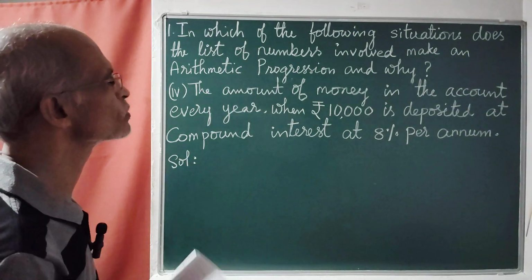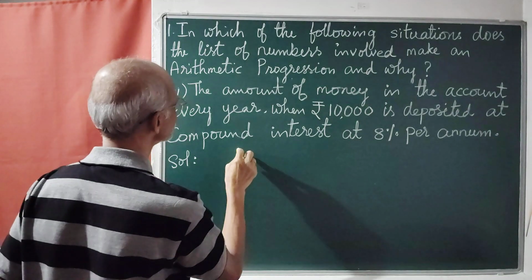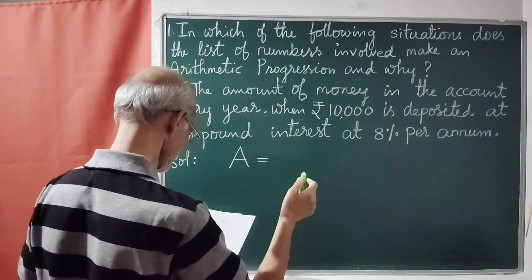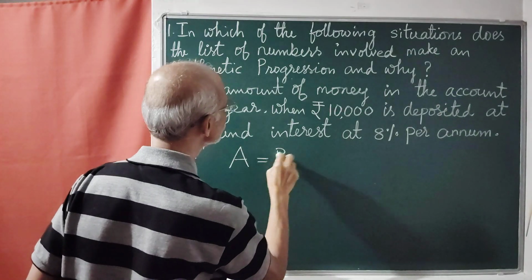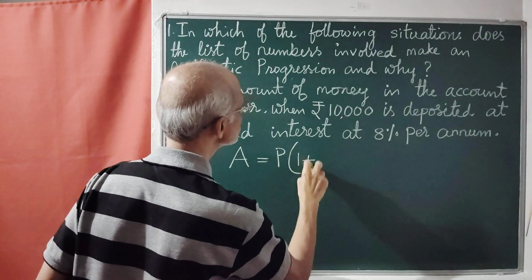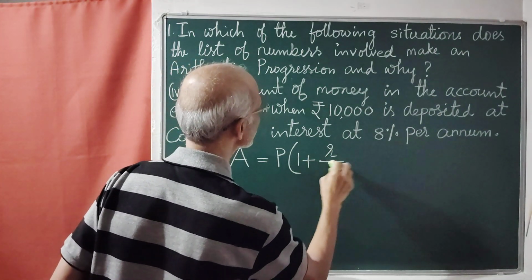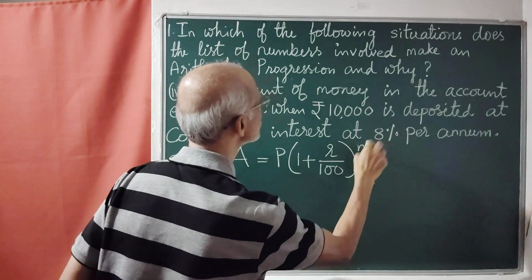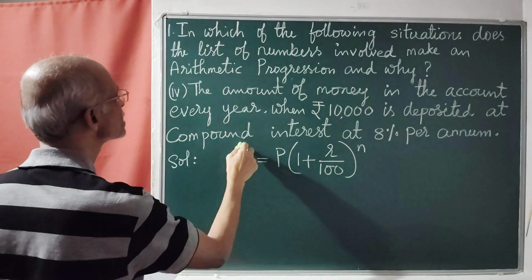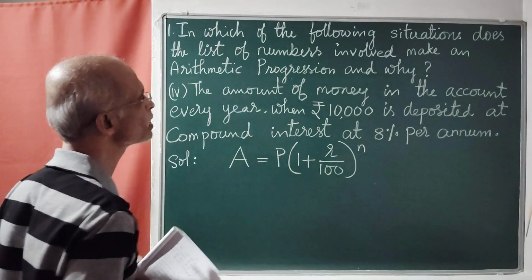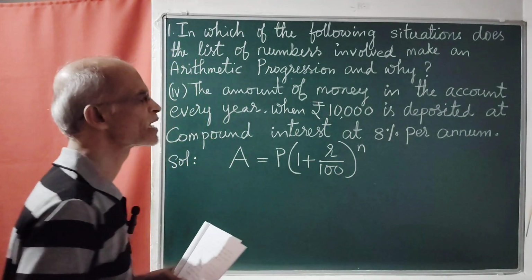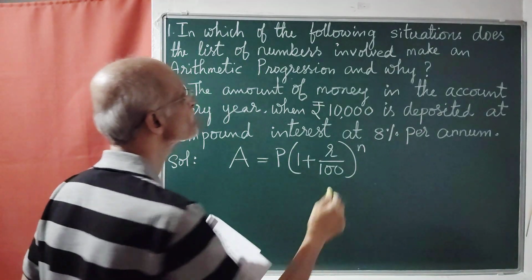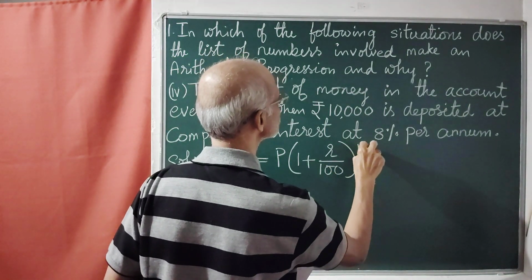First, we will see what is the formula to find out the amount. A is equal to P into 1 plus R by 100 the whole raised to N. Here A is the amount, P is the principal, R is the rate per annum, and N is the number of years.